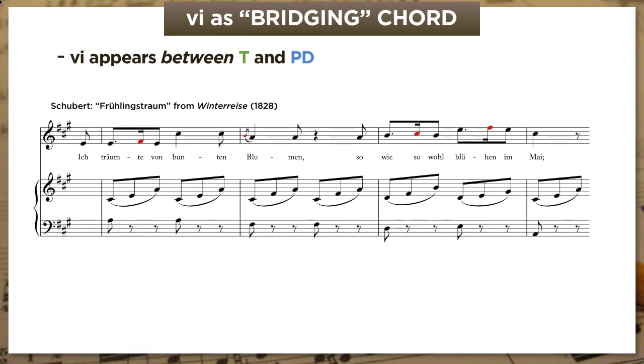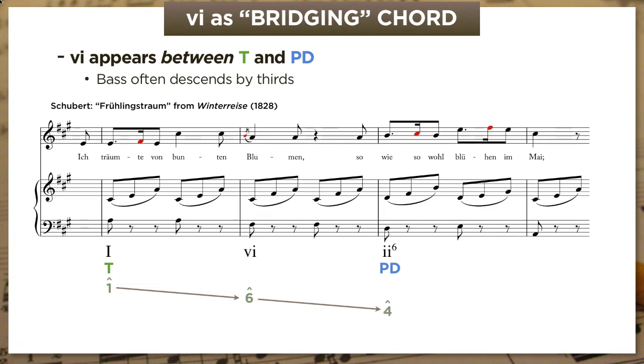Its hallmark is a bass line that descends by thirds. So we start on tonic, we drop by third to root position 6, drop down by third again to 2-6, our predominant, and then from there it's up to 5-7, the cadential dominant, and on to tonic. Here's how it sounds.